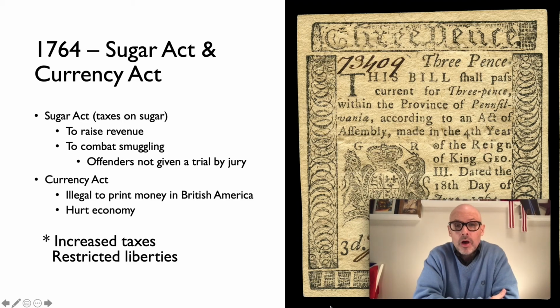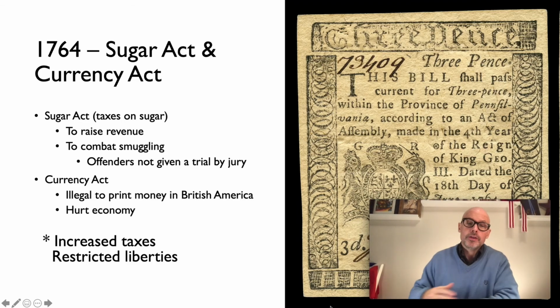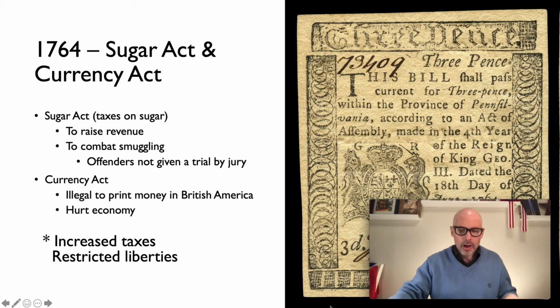This is going to make the colonists angry. This is going to make the British Americans angry. So what we have here is increased taxes and restricted liberties. And we're going to see this snowball effect where the colonists and British Americans get angrier and angrier and angrier until shots are fired. But the big act is the Stamp Act.